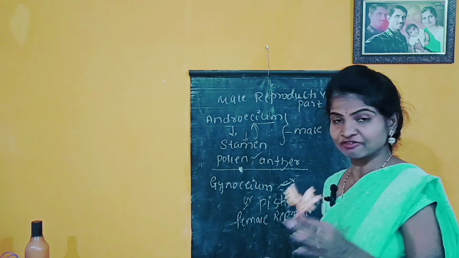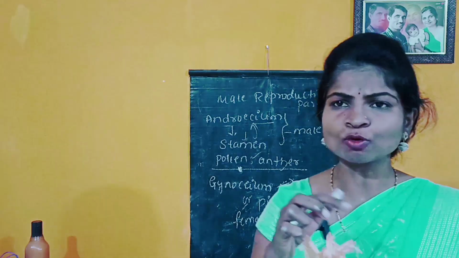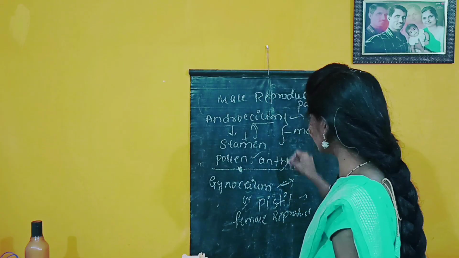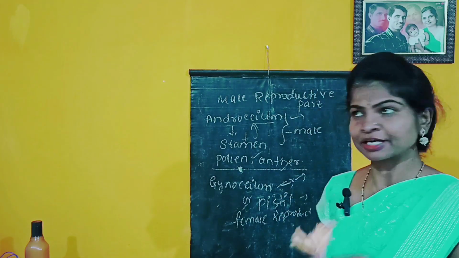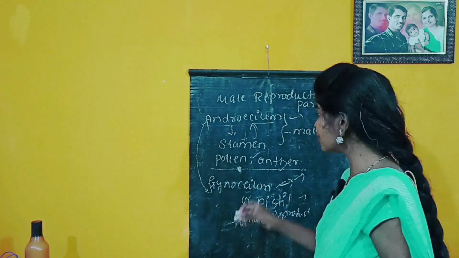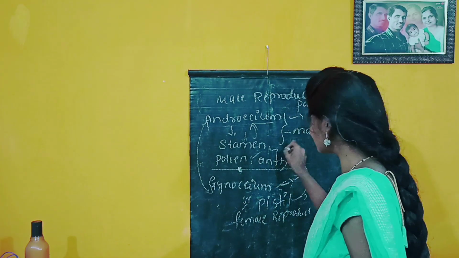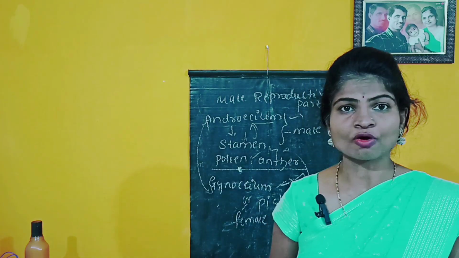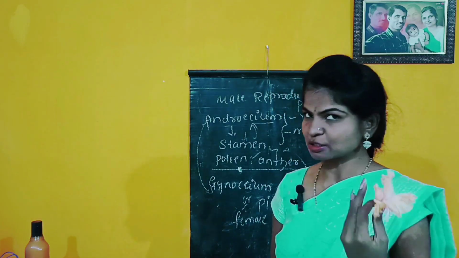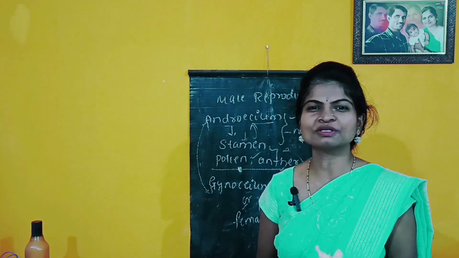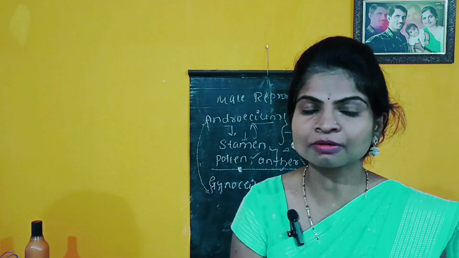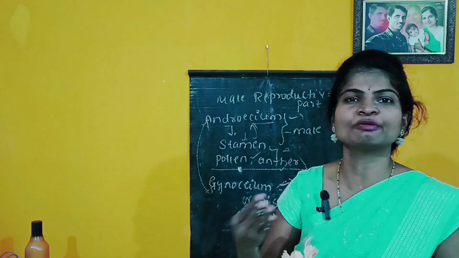If a flower contains within it both the reproductive parts, androecium and gynoecium, or stamen as well as the pistil, such kinds of flowers are called bisexual flowers. Once again I will repeat what is meant by a bisexual flower. Bisexual flower, as its name indicates, contains both the male reproductive part as well as the female reproductive part.